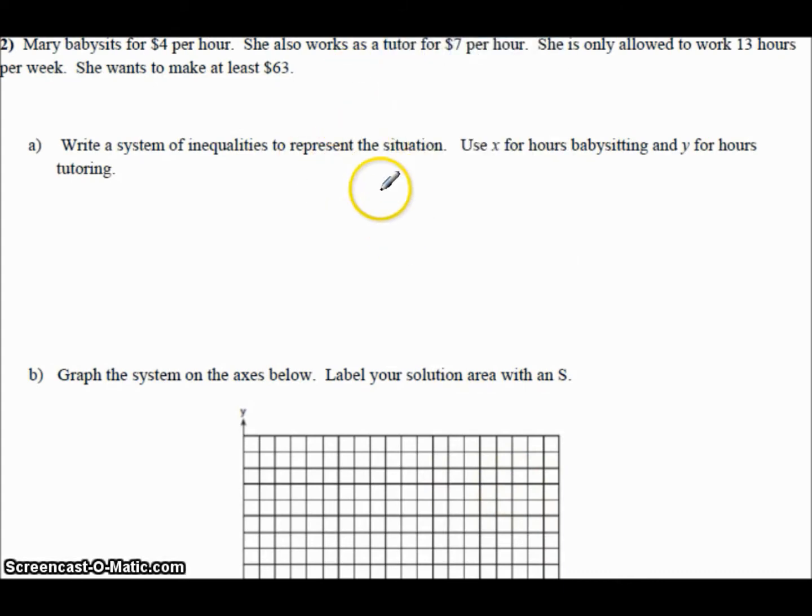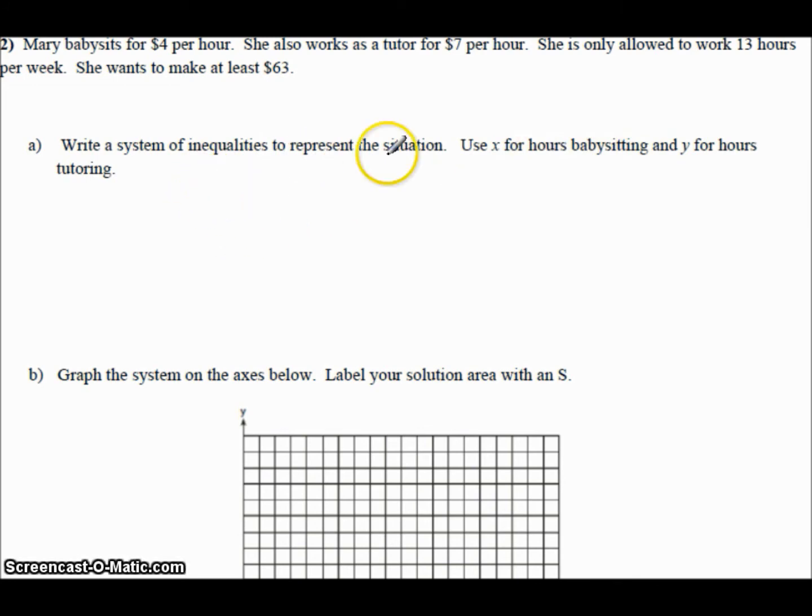Number 2. Alright. So Mary babysits for $4 an hour. She also works as a tutor for $7 per hour. She is only allowed to work 13 hours per week, and she wants to make at least $63. Very specific here. All right. So part A, it says, write a system of inequalities to represent the situation. Use X for babysitting and Y for hours tutoring.